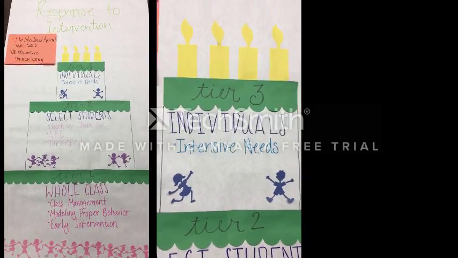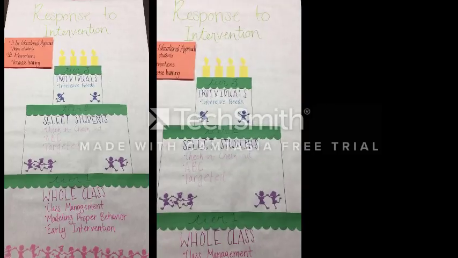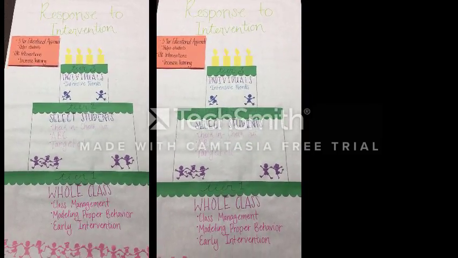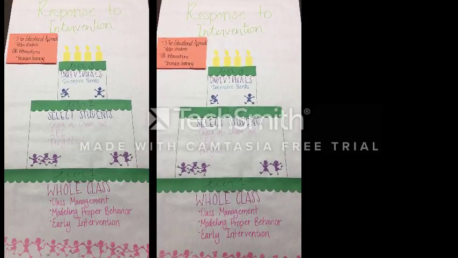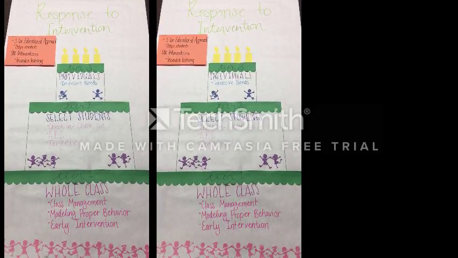To recap our presentation, when teachers are assessing their students in regards to RTI, they will ask themselves three questions. The first question is, who is experiencing the problem and what specifically is the problem?